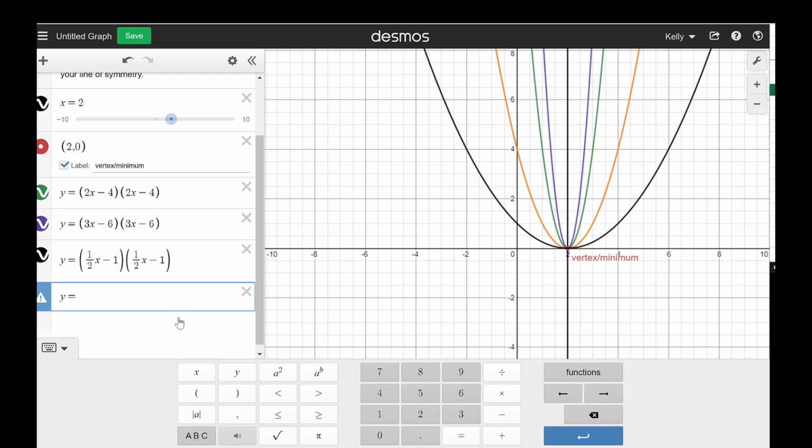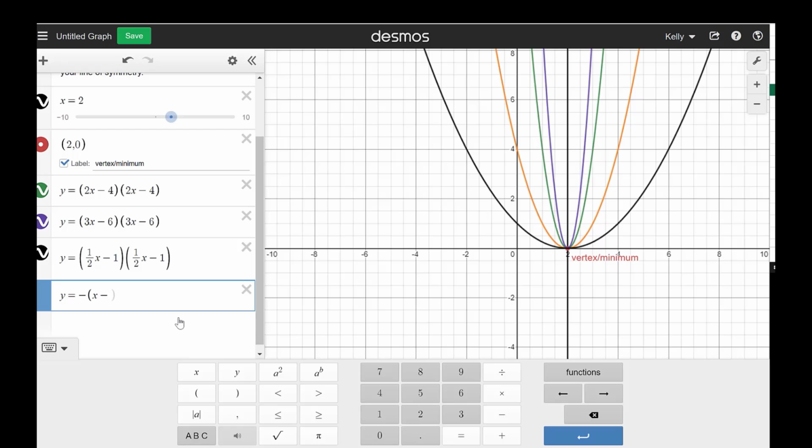Because that is going to make it reflect across the x-axis, but point downward and have a maximum, which would be 2, 0 instead of a minimum. So let's go ahead and do that. So just negative x minus 2 times x minus 2. All right, and if you notice that, it's very similar. It's a reflection across the x-axis of the orange graph, which is our original. And all I did was put a negative in front of it.